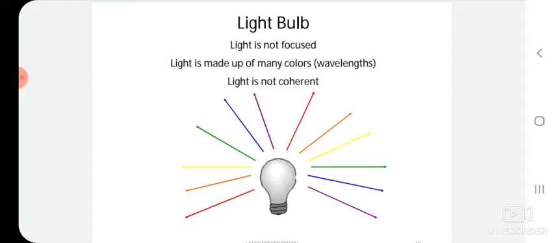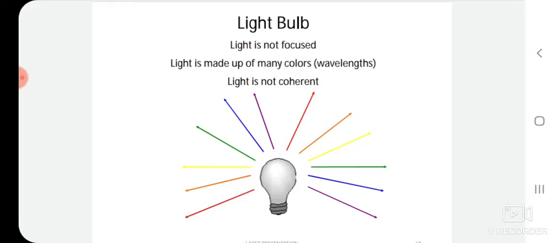Okay, so let's move forward. The next point is the light bulb. What are the basic properties of a light bulb and laser? First we have to understand that light from a bulb is not focused. It is made up of many colors, and the light is not coherent. That is the main difference between the light source and laser source.